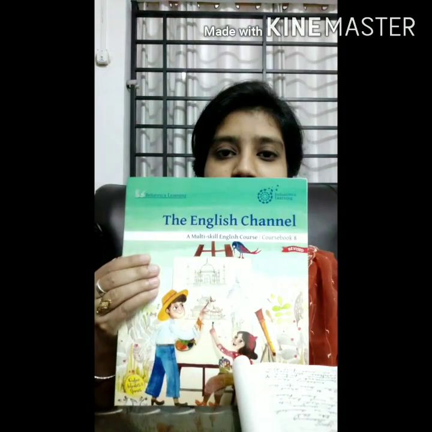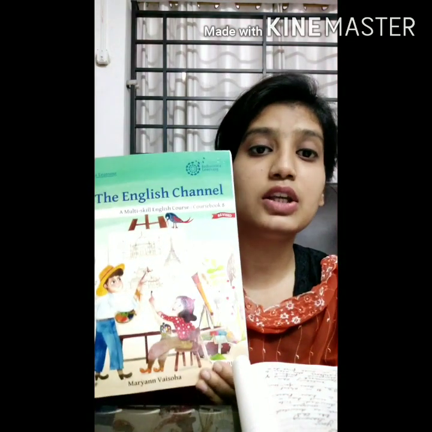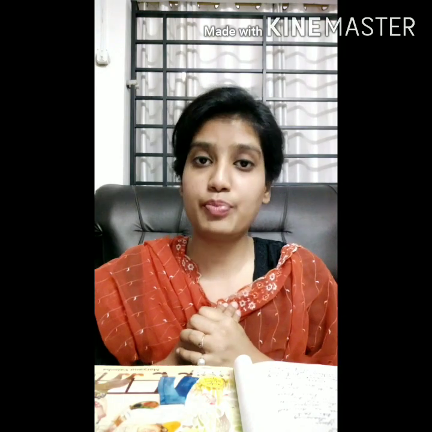Your book is titled The English Channel by Britannica Learning and it looks something like this. Now this book is divided into 7 units. Each unit has a particular theme. In each unit, you will see the themes are further divided into 3 sections: Section A, Section B and Section C. Section A is poem. Section B and C are prose.